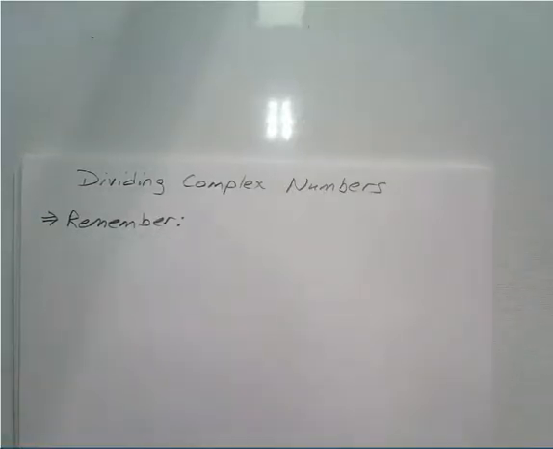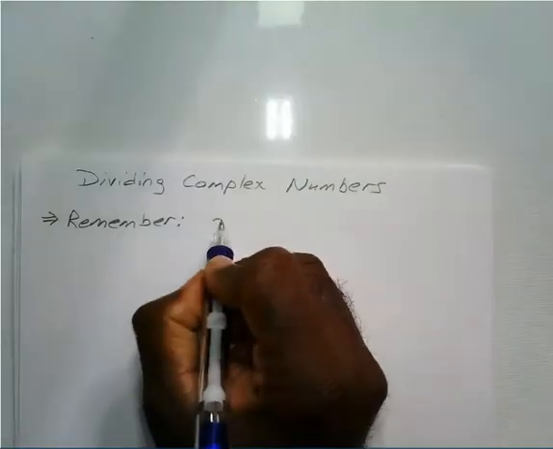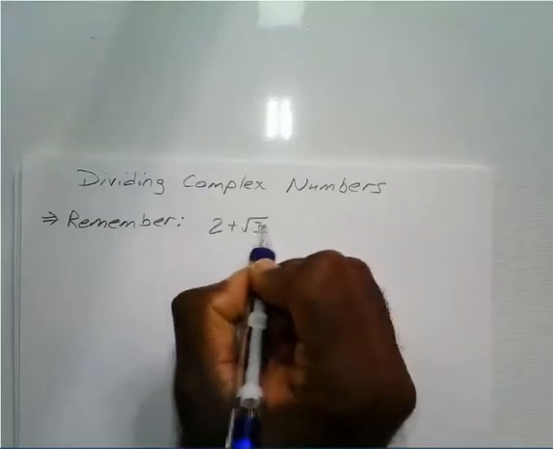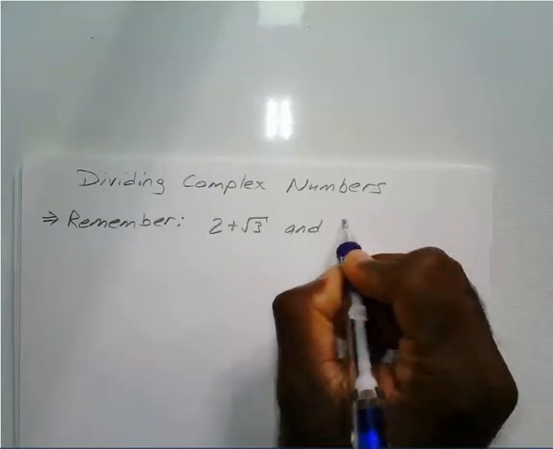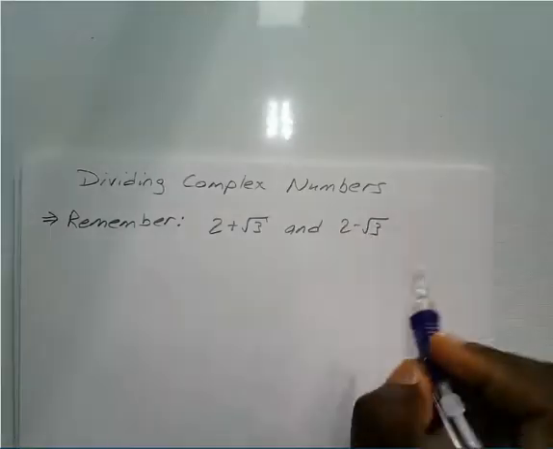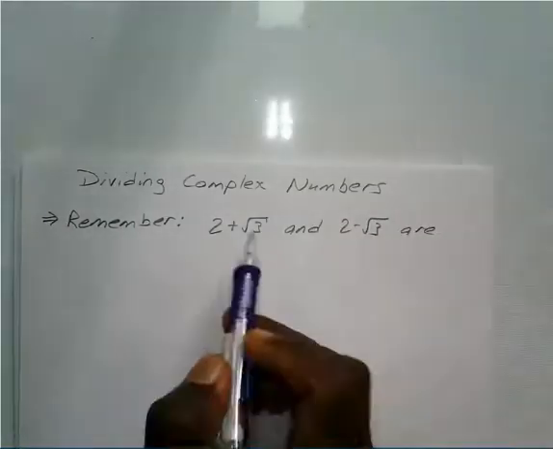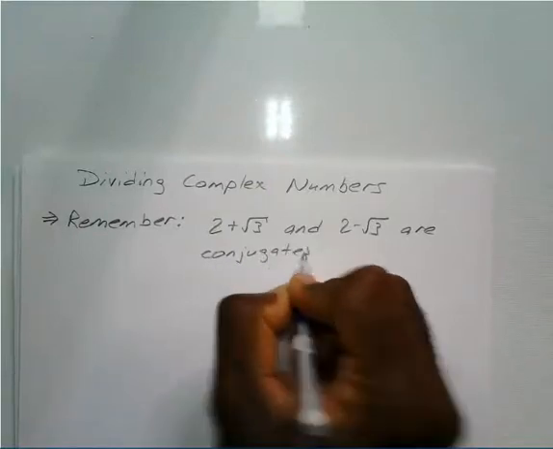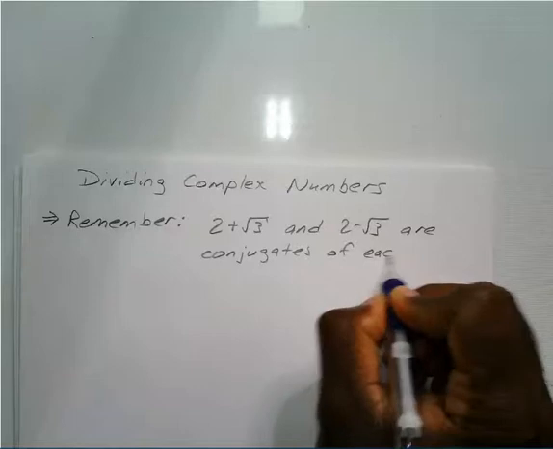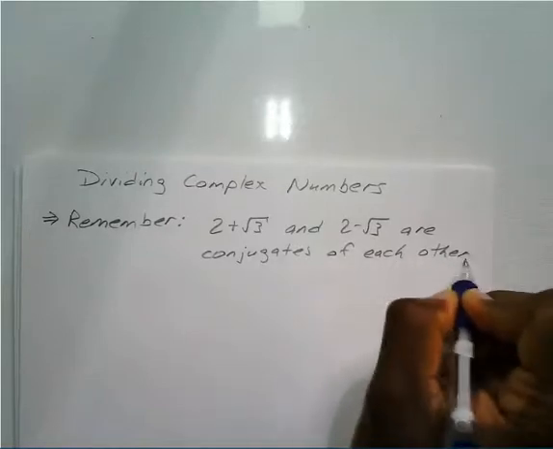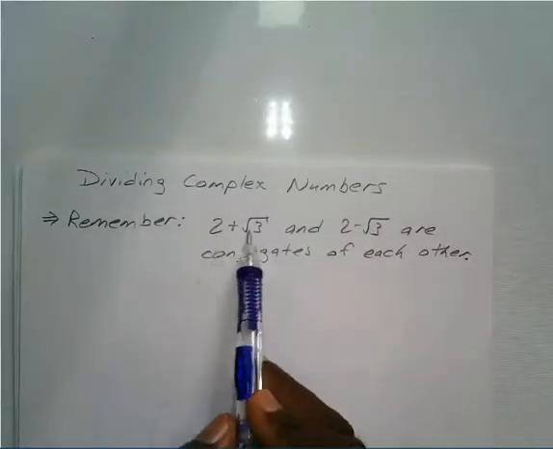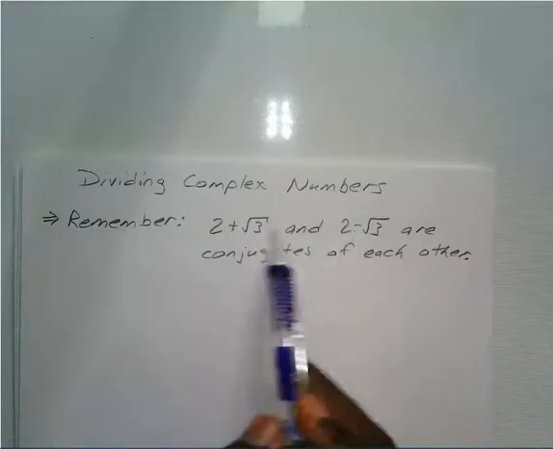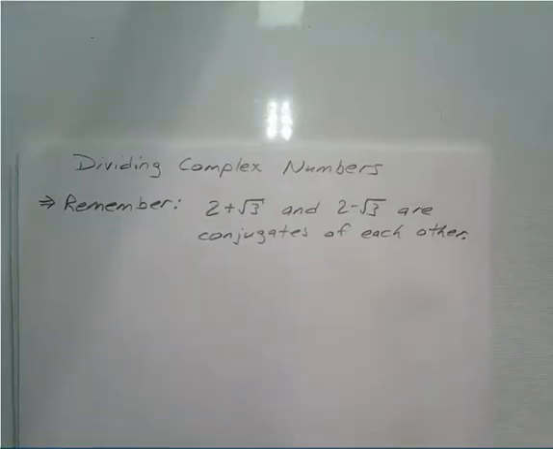I want you to remember when we were messing around with our square roots and all of that stuff, you have 2 plus square root of 3 and 2 minus square root of 3. You remember, that's what they call conjugates of each other. Really, the two terms are the same, they just differ by a sign. Okay, those are conjugates of each other.